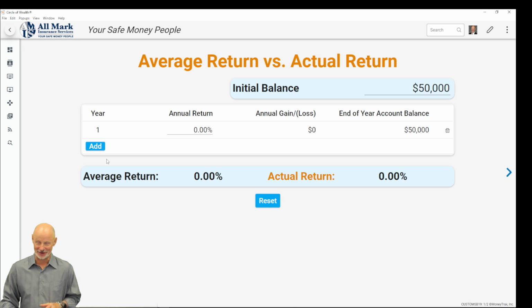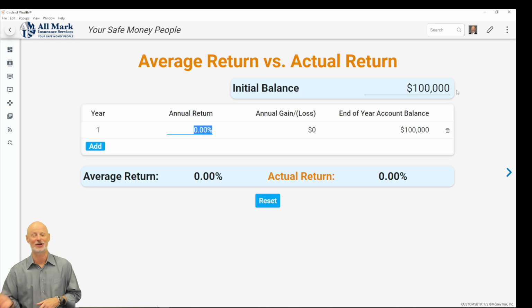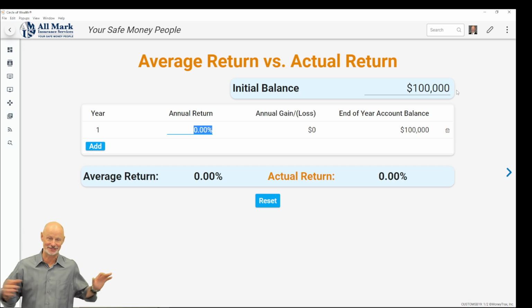So let's start off over here with $100,000. Now, whether you like my $100,000 or not, subtract some zeros, add some zeros. We're simply following concepts here. We're not going to get wrapped up in interest rates and different investment amounts and who's got what. We're just going to talk about concepts and how they work.